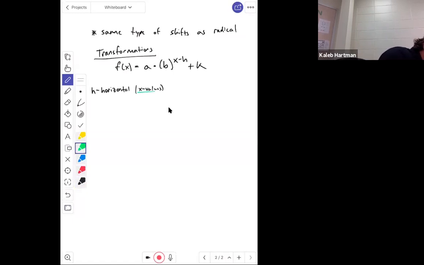Highlight this. This is going to change your x values. Instead of plugging in -2 to 2, if we have an h value, a shift left or right, we have to change the x values we plug in. I'll show you an example of that in a couple of problems, but you have to understand that h is going to change the x values you're plugging in.